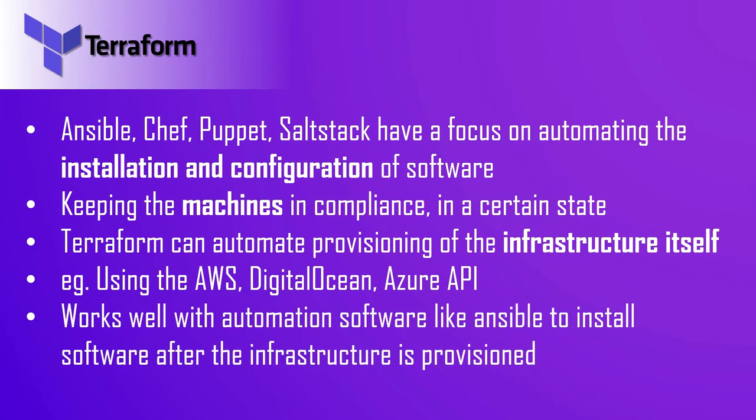But Terraform works well with automation software like Ansible to install software after the infrastructure is provisioned. A typical example is to spin up some hardware on AWS using Terraform, and then when that hardware becomes available, you can use a tool like Ansible, Chef, or Puppet to install and configure the software on those machines. So they work very well together.